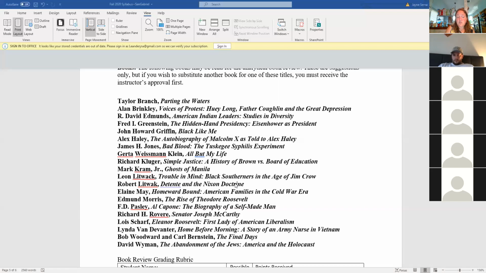Détente and the Nixon Doctrine is about Nixon's foreign policy, which is amazingly good. I know we hear Nixon and we think Watergate, but there's other stuff. This is about Homeward Bound, about the expectation of women in the 1950s, and it's a little racier than you might expect. It's a little more of a feminist history piece than it probably looks in the title. Anything about Teddy Roosevelt would be interesting to most people.